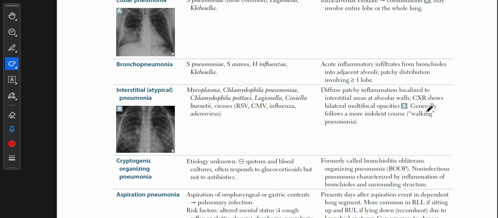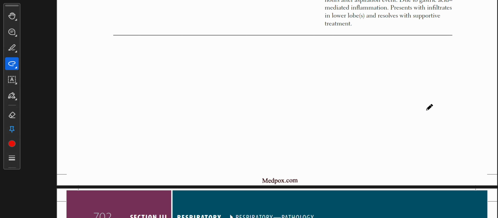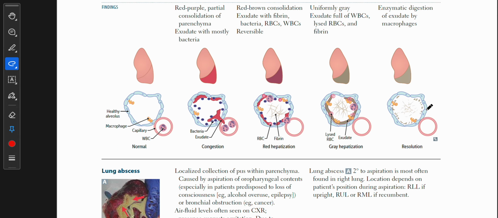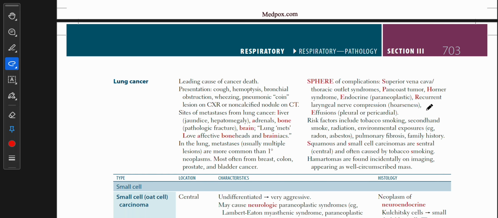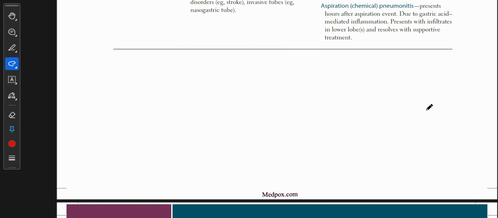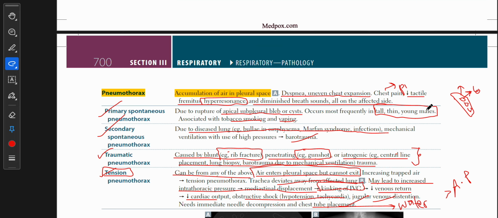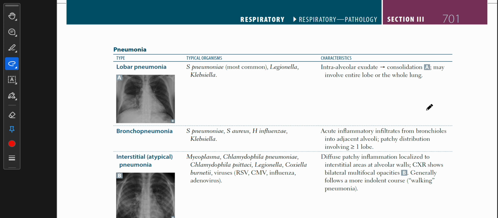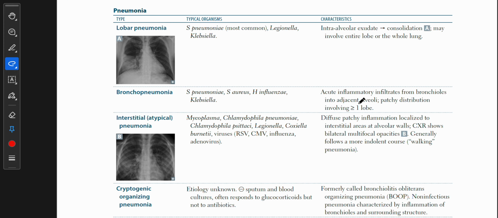Let's go into pneumonia. Here we will talk about pneumonia now, and natural history of lobar pneumonia, lung abscess, and then lung cancer. That is all for today, and we will finish our respiratory pathology. It is obvious, right?